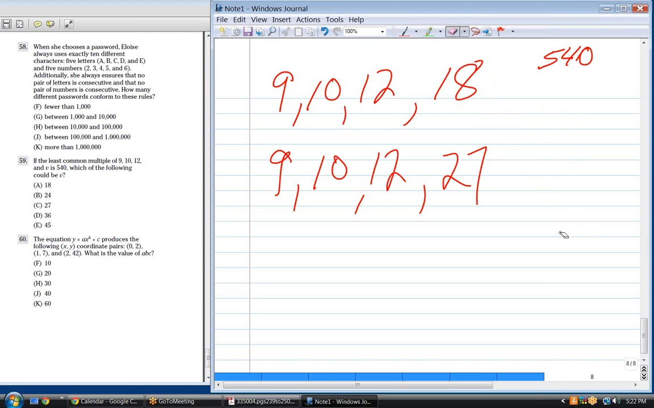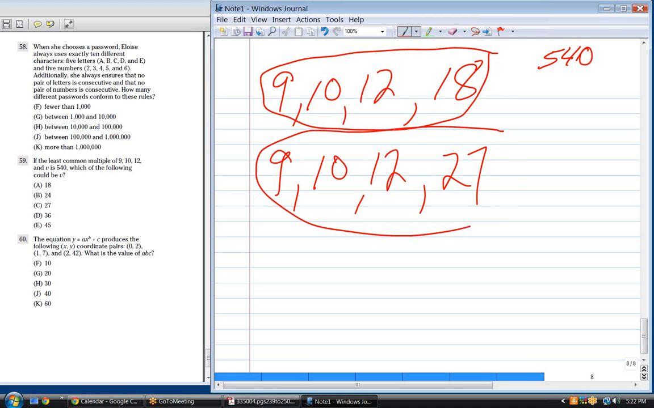Yeah, I'm trying to think of a way, but I really don't know if it'd work out. In other words, I know that all of these divide into 540. And it's possible that using 18 might give us a least common multiple that's less than 540. It seems like it should be. I don't know if this would work, but I could try something.